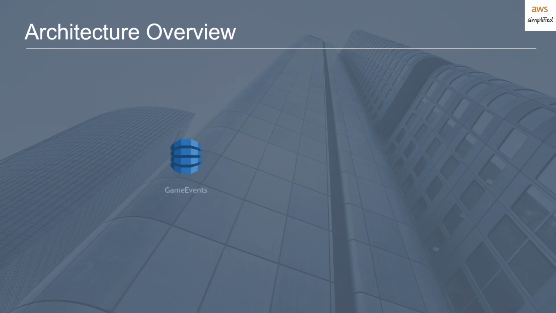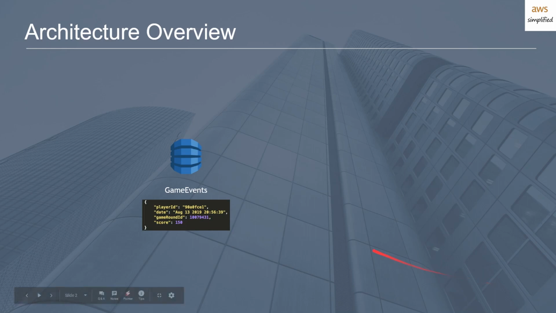We're going to start with a DynamoDB table, and I'm going to name this table Game Events. The table's content is going to look like this. We're going to have a player ID, a date, a game round ID, and a score. The primary key is going to be the player ID, and the range key is going to be the date.